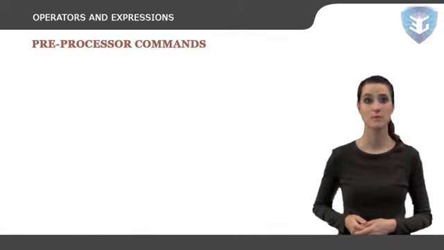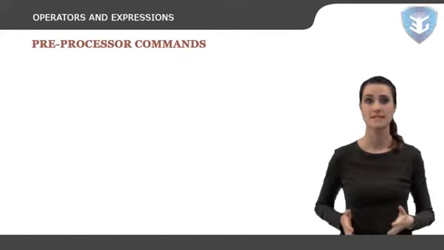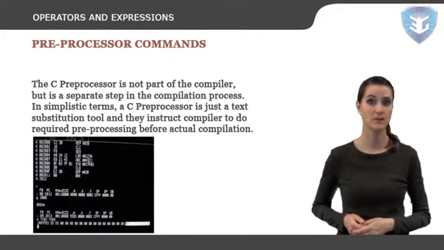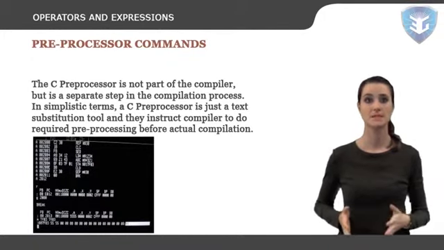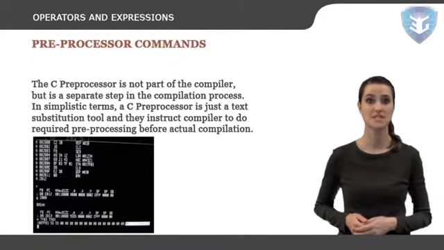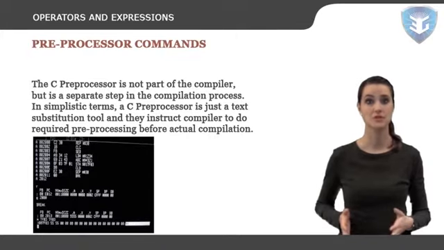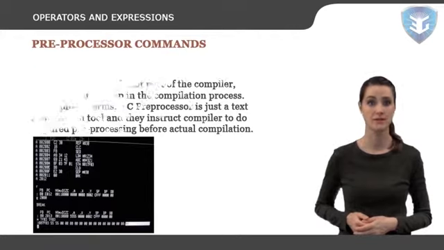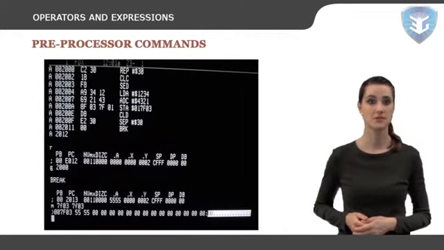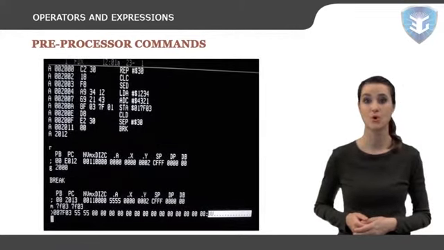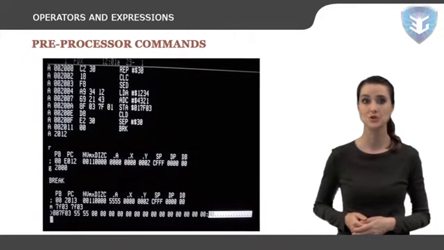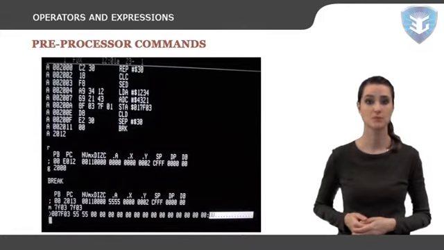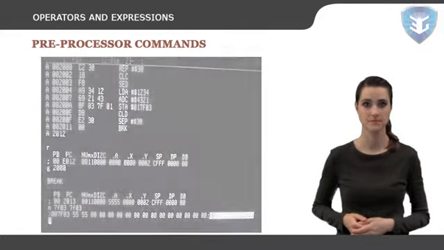Let's now talk about preprocessor commands. The C preprocessor is not part of the compiler, but is a separate step in the compilation process. In simplistic terms, a C preprocessor is just a text substitution tool, and it instructs the compiler to do the required preprocessing before actual compilation. Use of the preprocessor is advantageous since it makes programs easier to develop, easier to read, easier to modify, and C code more transportable between different machine architectures.